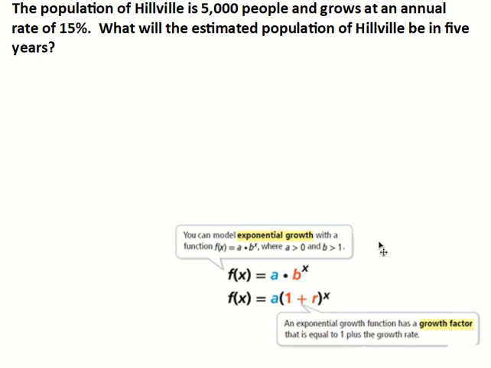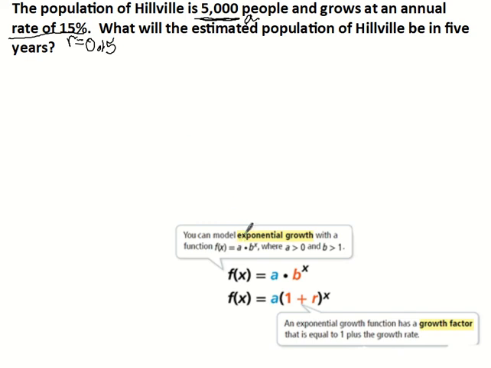So the population of Hillville is 5,000. So that's our A, right? Our A is still what we start with, right? A doesn't change. It's just that our B is going to slightly change because it's now exponentially growing at a rate instead of finding that constant ratio. So then it says it has an annual rate of 15%. When we have our rate of 15%, we need to remember to change it to a decimal, okay?